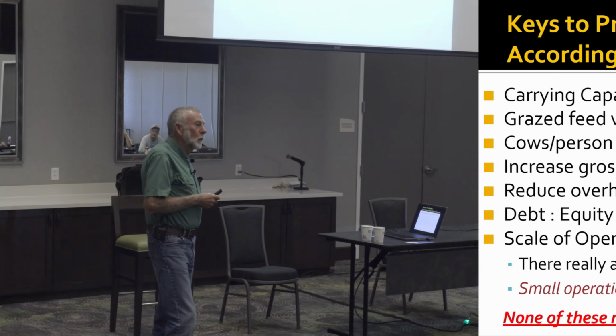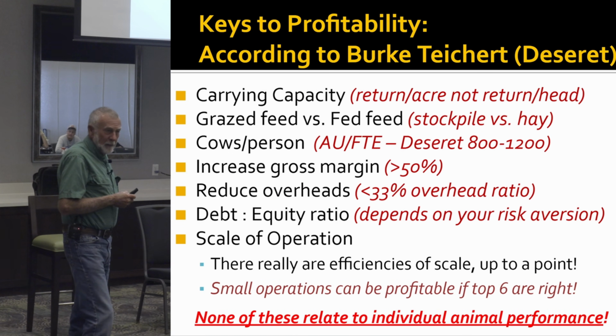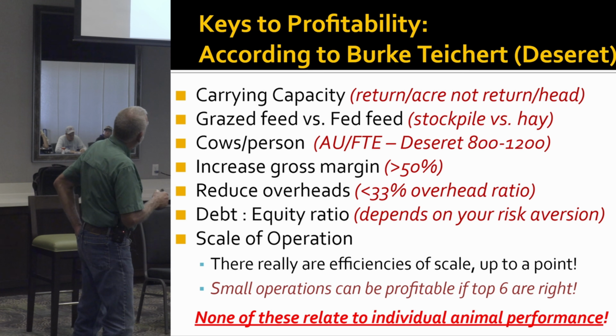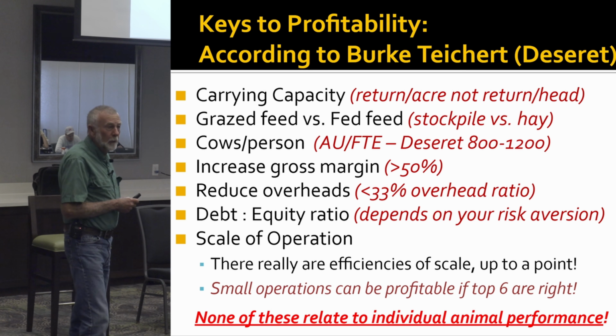And there were two individuals, Burke Teichert and Greg Simon, and they're the ones who in the 1990s basically took Deseret from being a black hole money pit for the Mormon Church to being very profitable ranching businesses. So Burke Teichert knows a whole lot about what makes ranches profitable. First one is carrying capacity. And basically he's talking about cost effectively increasing the carrying capacity of the ranch. And he does emphasize that we need to be measuring return per acre, not return per head.